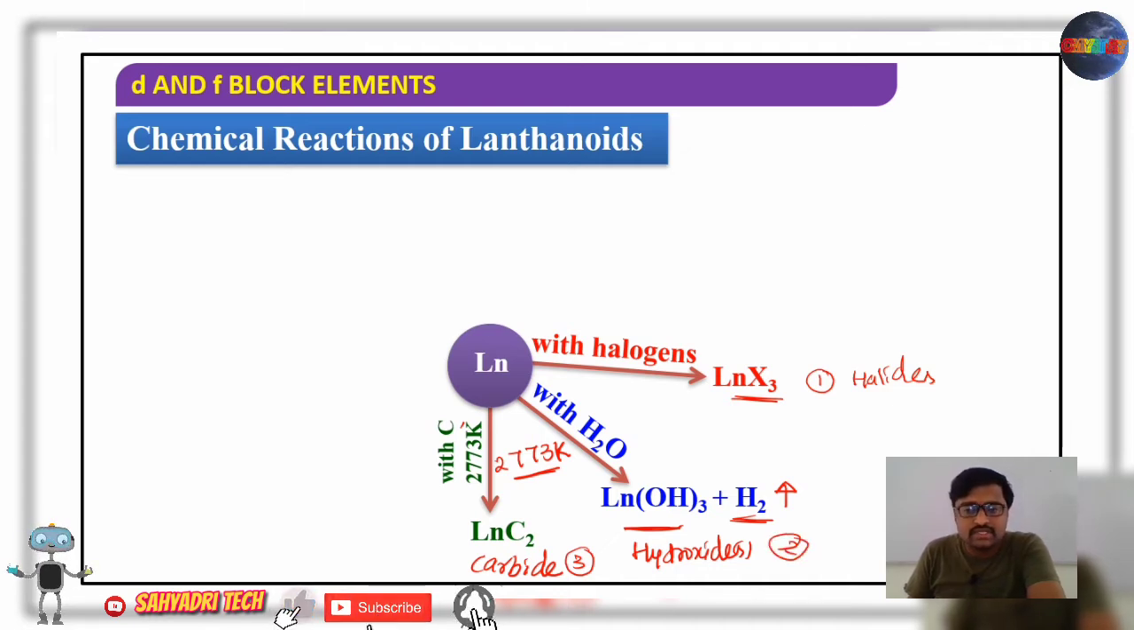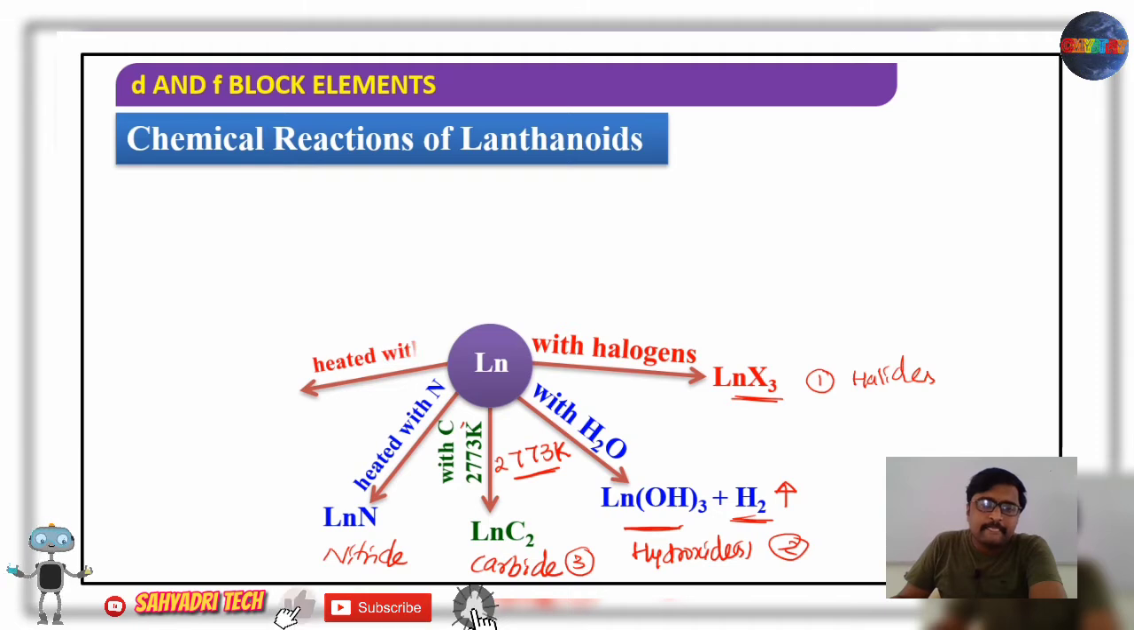So first, they react with halogens to give respective halides. Lanthanides readily undergo hydrolysis to give hydroxides and liberate dihydrogen. Lanthanides when burnt with coke at 2773 Kelvin give corresponding carbides. Next, lanthanides when heated with nitrogen give corresponding nitrides. Lanthanide nitrides are formed. This is the fourth type of reaction. Then lanthanides when heated with sulfur give corresponding sulfides, Ln2S3, lanthanide sulfides.